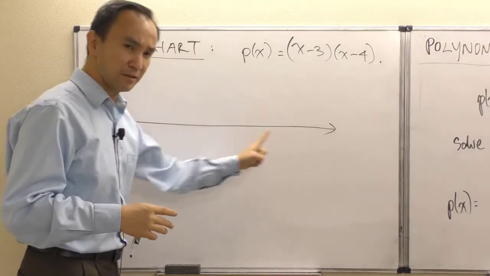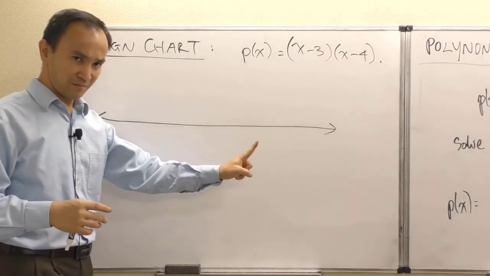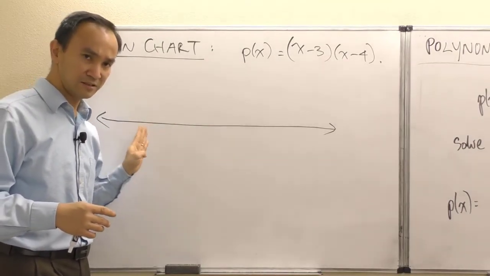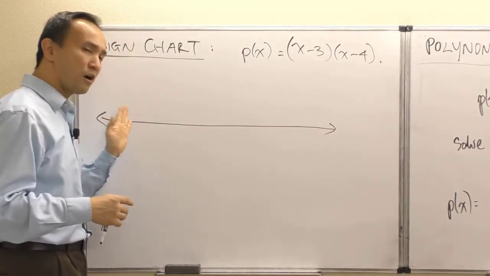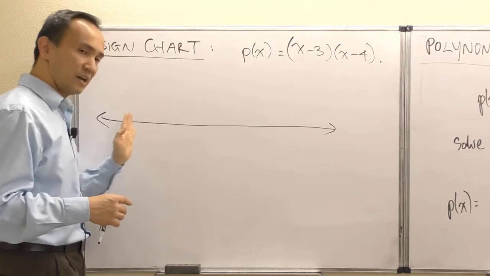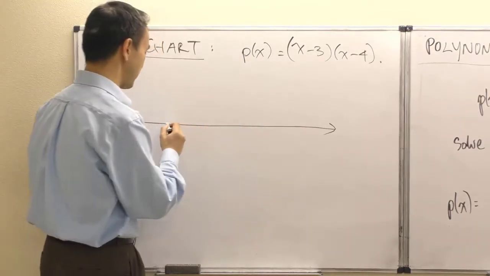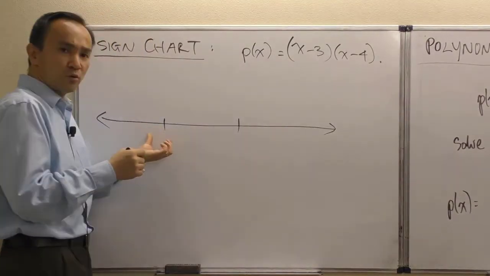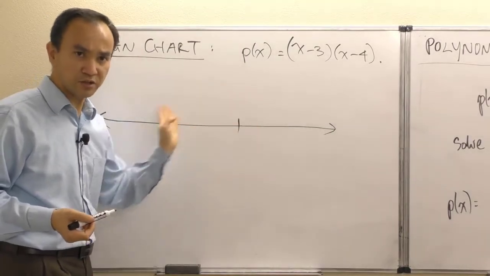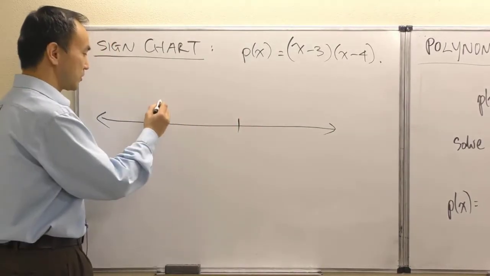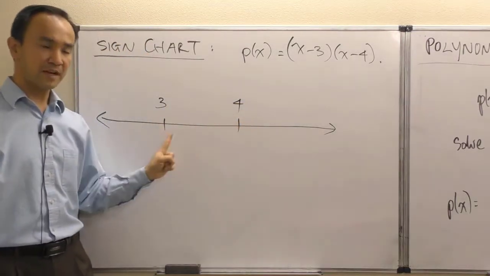So this is my number line right here. I'm going to put all of those zeros we have found on this number line, certainly in increasing order from left to right. So where do I put the 3 on this number line? Anywhere. And where do I put the 4? Somewhere that makes sense to the right-hand side of x equals 3. So x equals 3 is here, x equals 4 is here. These are the zeros I put on the number line.